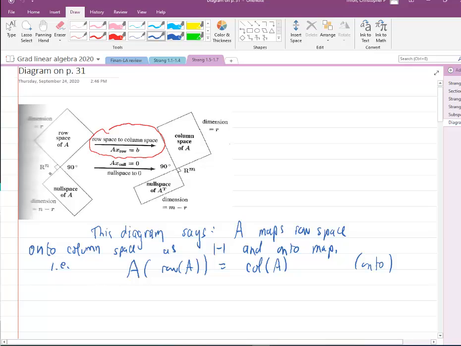First of all, on the left-hand side, we have the row space and the null space. Now, if A is an m by n matrix, right? Then each of the rows is in R^n. So the row space of A is in R^n.